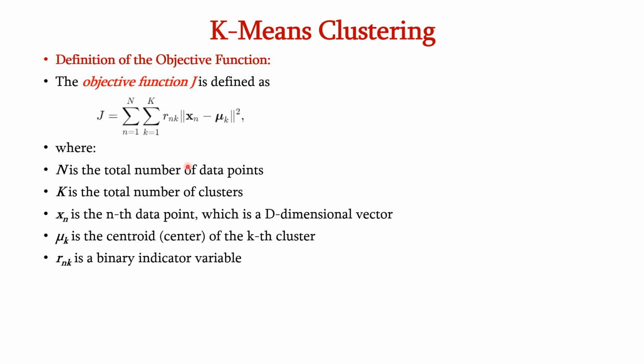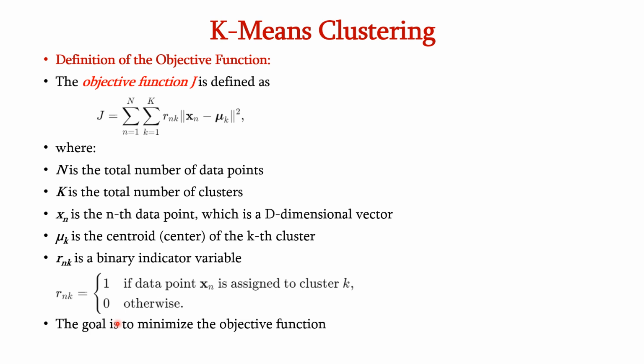And Rnk is the binary indicator variable which takes either value 0 or 1. So if any data point xn is assigned to a particular cluster k, then Rnk will be 1. If it is not assigned to that particular cluster k, it will be 0. So the goal here is to minimize the objective function.